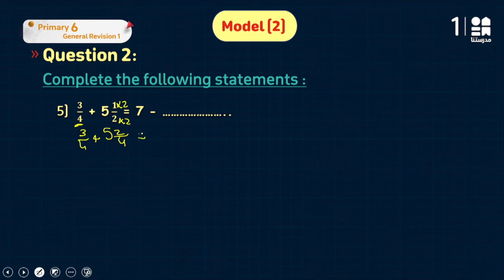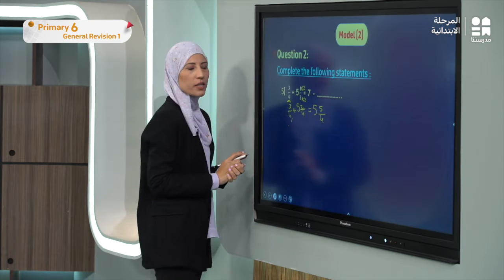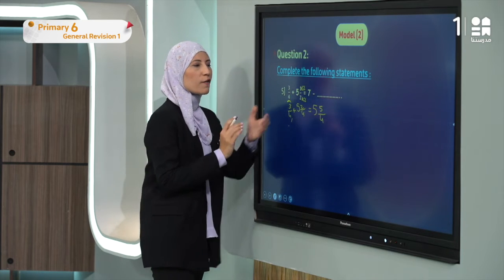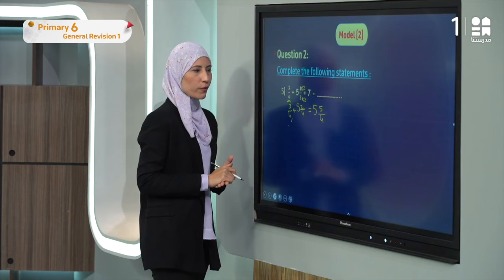I am going to add it. عندي هعمل adding للفراكشن مع بعض. يبقى 5 الwhole numbers. هنا مفيش whole number to add it to the 5. So I'll put the 5 as it is. وهعمل 3 plus 2 equal 5. و 4 out of 4 equal 4. The denominator as it is. So it will be 5 out of 4.